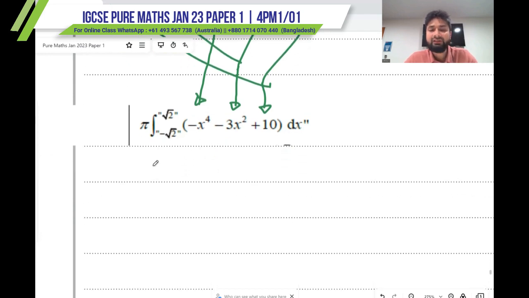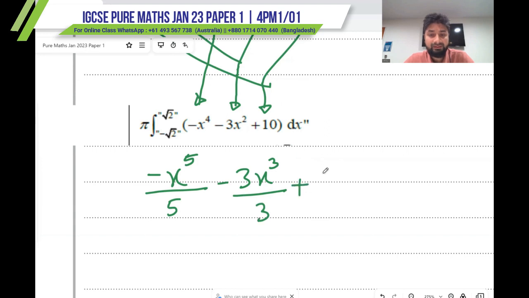The process of integration is the opposite of differentiation. So to integrate, we have to add 1 to the power. So we had 4 over here. When we add 1, we get 5. So we can just write 5 over here. And then we have to divide by the power again. So negative x to the power 5 divided by 5. Then negative 3x to the power, instead of 2, I'm going to write 3, divided by 3. Plus, as there is nothing, we will add 1 x, and multiply that with 10.